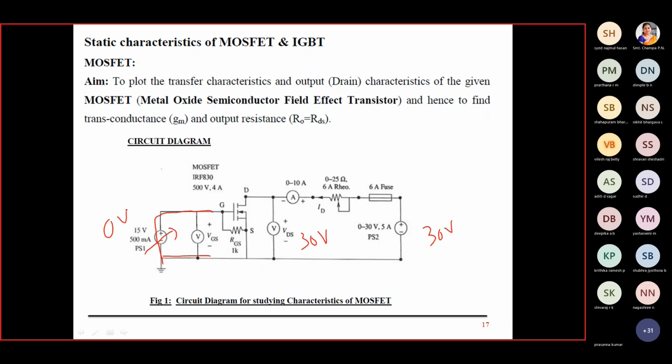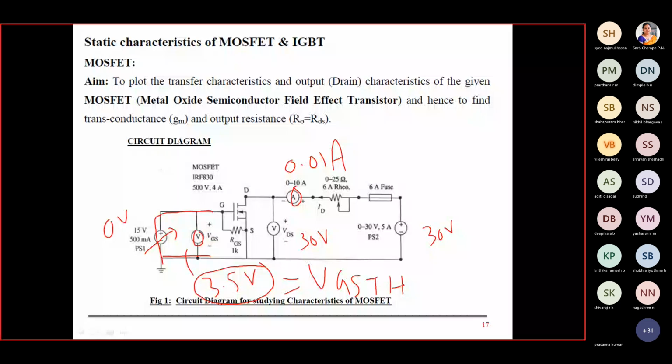Gradually increase. When the VGS approaches somewhere at 3.5 volt, a small drain current will be flowing. Till then there is no current. This respective gate to source voltage is called the VGS threshold voltage, or cut-in voltage, beyond which the switch will be conducting. Thereafter VGS may be 4 or 5, you can go further. The current will also increase further.